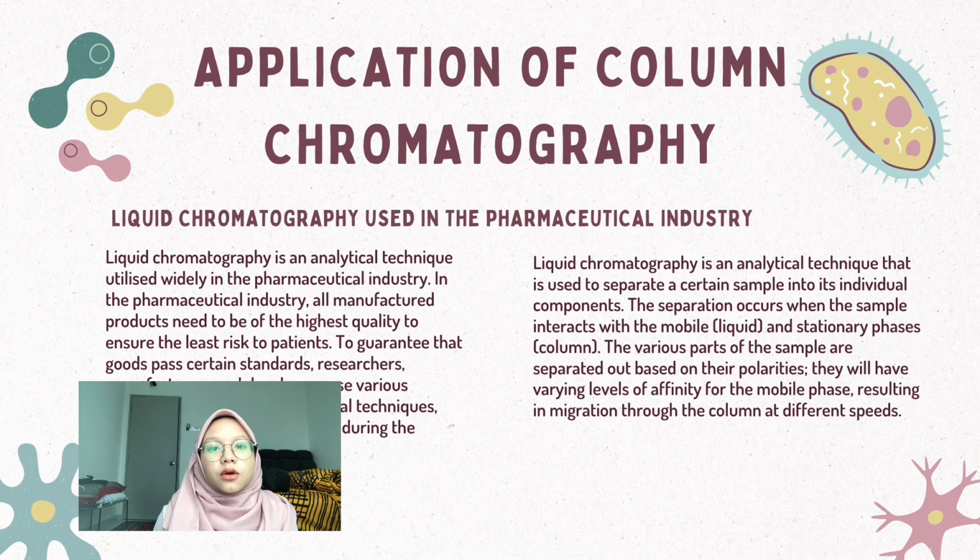The separation occurs when the sample interacts with the mobile and stationary phases. The various parts of the sample are separated out based on their polarities, which means they will have varying levels of affinity for the mobile phase, which will result in migration through the column at different speeds.